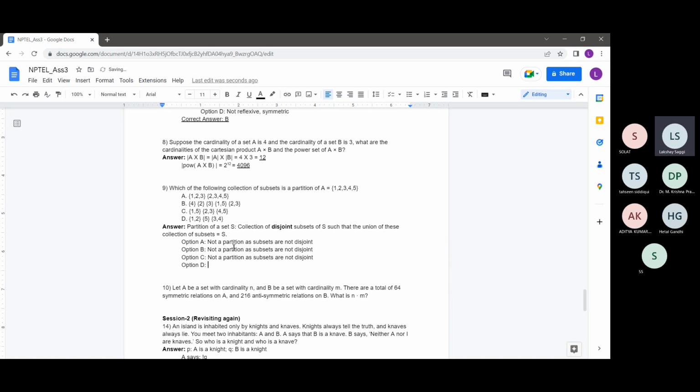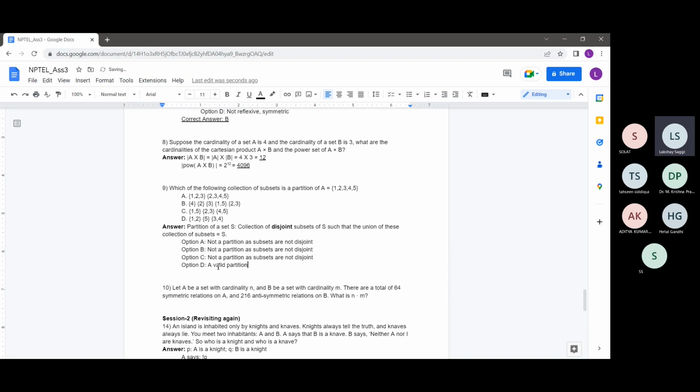Now let's come to option D. In option D, 1, 2, 5, and 3, 4. So all of these are disjoint with each other, and all of these subsets don't have any common intersection, and their union is basically 1, 2, 3, 4, and 5, which is the set A itself. So this is a valid partition.